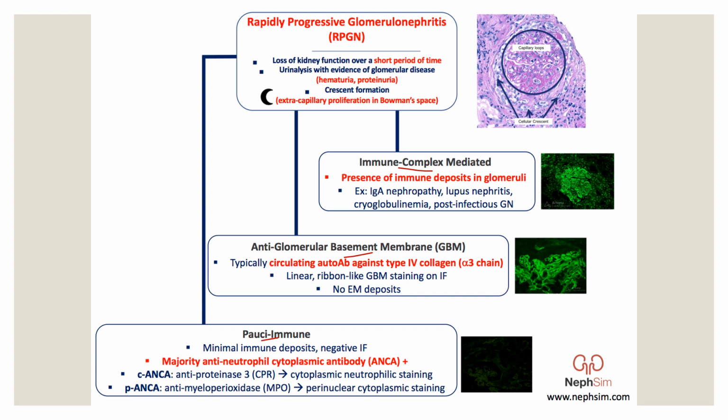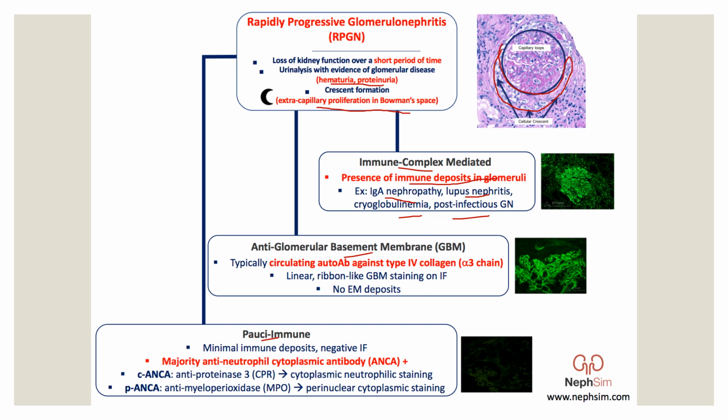Okay, so there is loss of kidney function over a short period of time. That is what the term suggests, rapidly progressive glomerulonephritis, and there are cellular crescents across the glomeruli. That is called crescentic glomerulonephritis. There is hematuria and proteinuria, crescent formation, extracapillary proliferation in Bowman space. That is called crescent. Now, immune complex mediated is presence of immune deposits in the glomeruli, which is IgA nephropathy, lupus nephritis, cryoglobulinemia, post-infectious glomerulonephritis, etc.